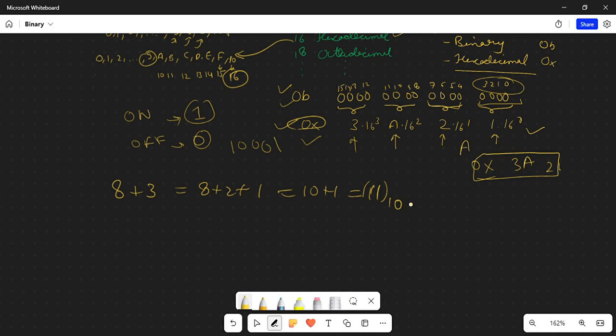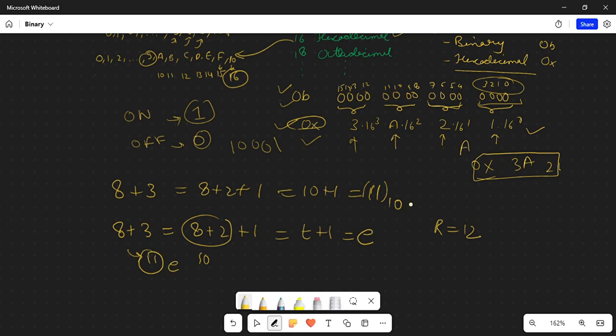After this, let's talk about some other radix. Let's take the duodecimal number system. In the duodecimal number system, 8 plus 3 would be 8 plus 2 plus 1. Now this is not 10 but t. So t plus 1 is 11 in decimal, but in duodecimal it is e. We could just look at this: this is 11, and in duodecimal it is e.